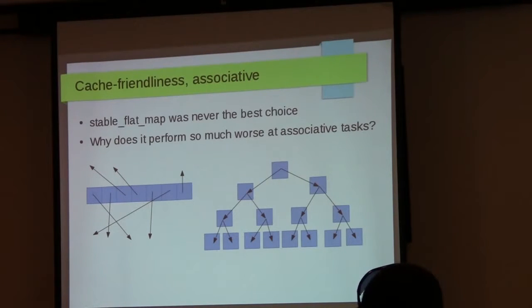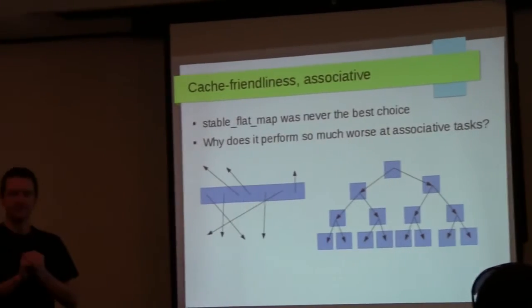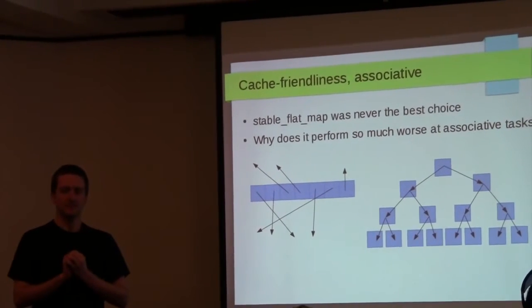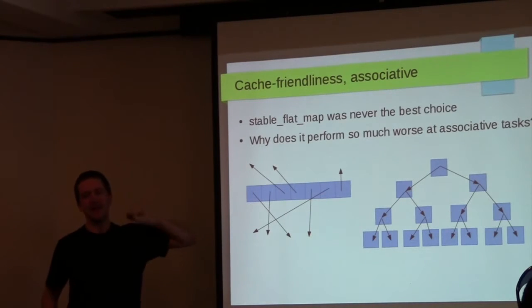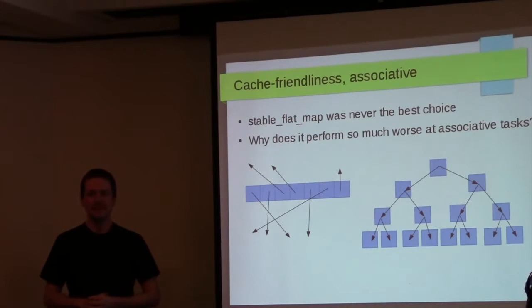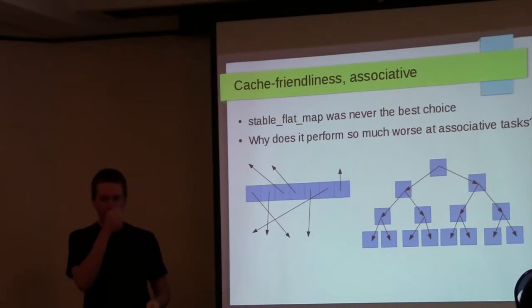Does anybody else have any other questions about what I just went over with the performance of the containers? Yes. I'm still struggling with unstable flat map. Why is the picture on the right a regular map? Yes, this is just a regular standard map. And that's the stable flat map. If you were to draw unstable up there, why would that be any different from stable as far as lookup?